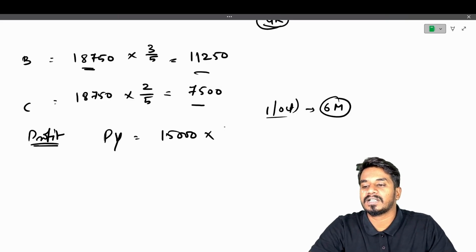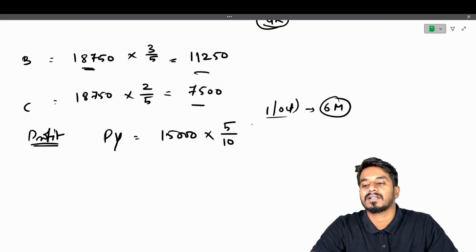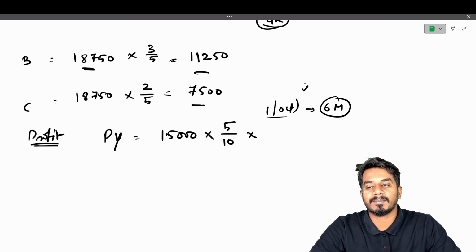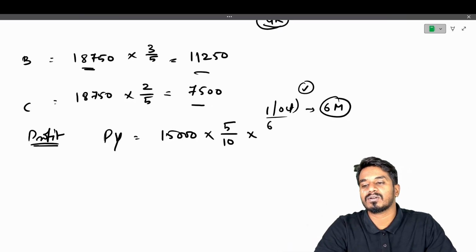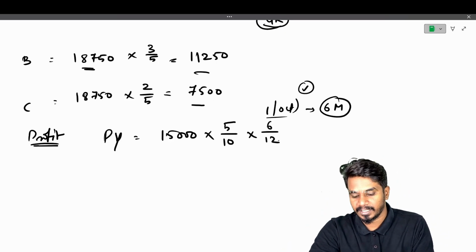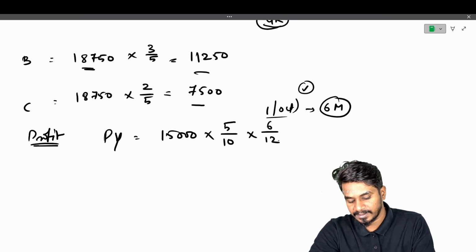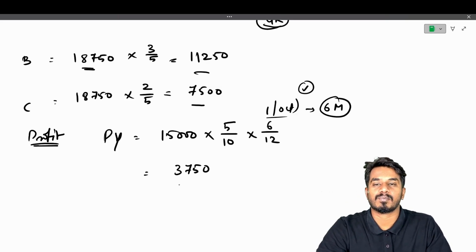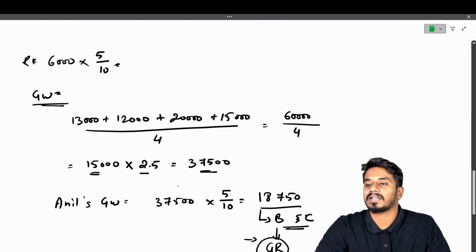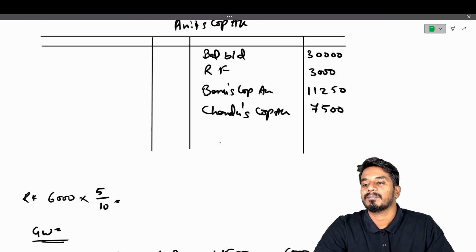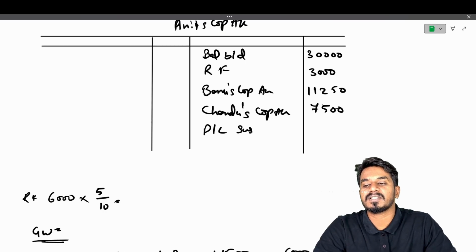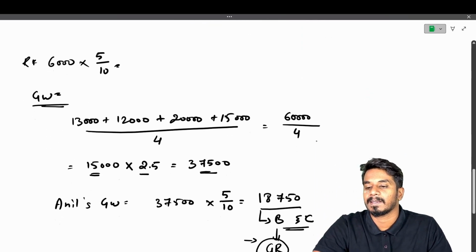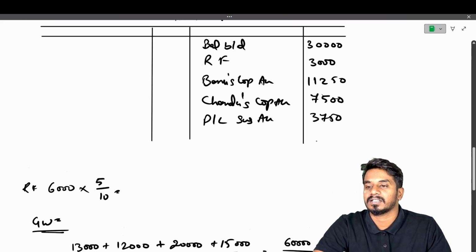So we have to calculate profits only for 6 months. His share of profit will be 5 by 10, and he was there only 6 months, so we pay only 6 months. 15,000 rupees into 5 by 10 into 6 by 12 is 3,750 rupees of profit. So we have to write it as P&L suspense account, 3,750. Understood? Yes, it is correct.